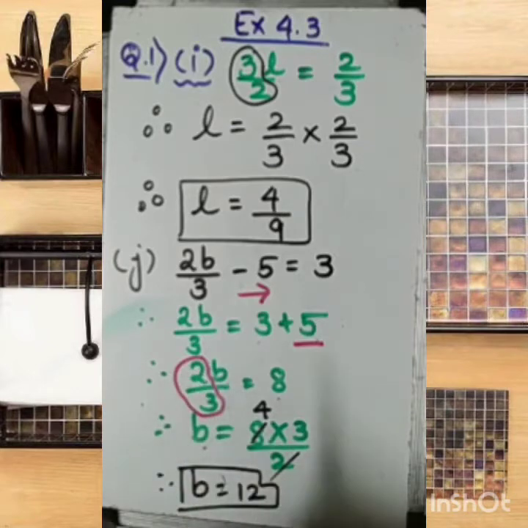We need to write its reciprocal to this side, that is 3 by 2. Simply I should say the denominator should become the numerator and the numerator will become the denominator. So after simplification, 4 threes are 12. So the value of the unknown variable b is 12. So here question 1 is over.